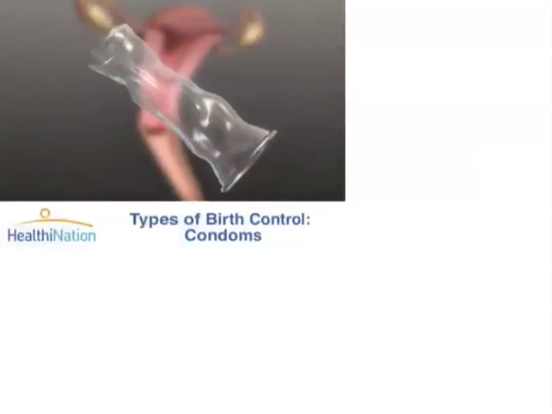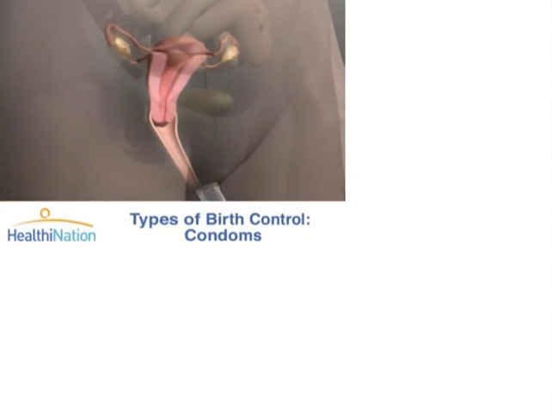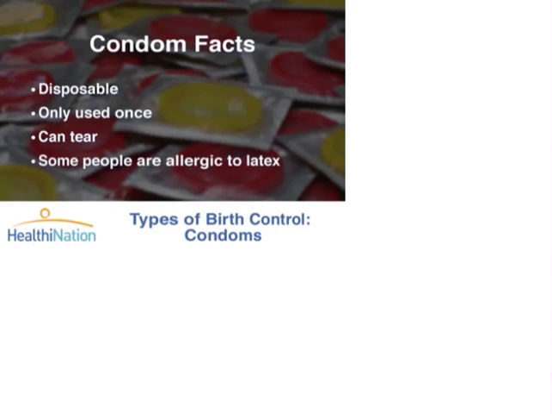Female condoms are inserted into the vagina before intercourse and are 79% effective. Condoms are disposable and can only be used once. They can tear, and some people are allergic to latex condoms, but plastic or polyurethane are also available.